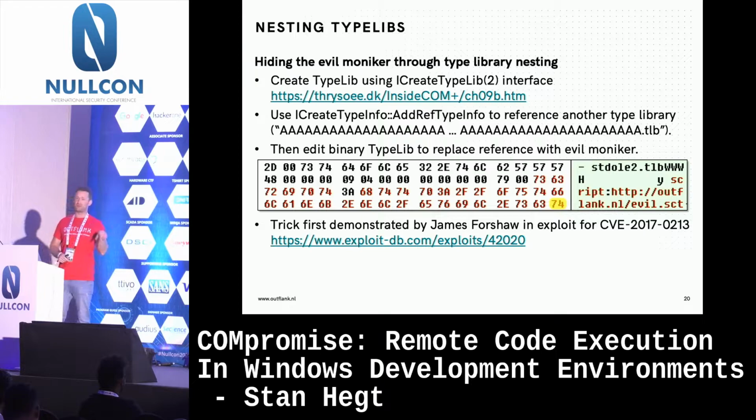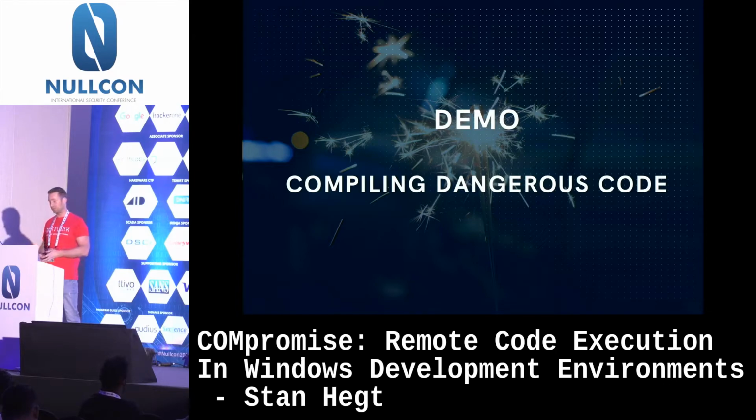But I use this method of script monikers plus nesting type libraries to build upon the work of Tombkeeper and Yang Yu, to actually exploit compiling code without having to do memory corruption exploitation. So we now have basically all the components to do a short demo.